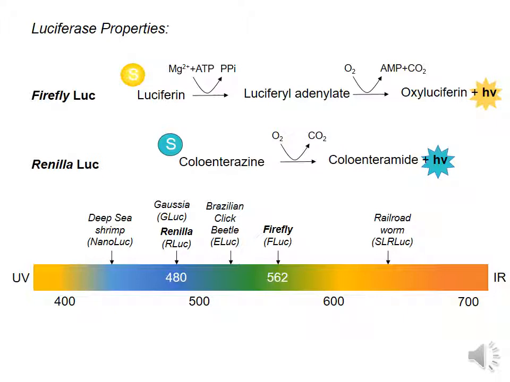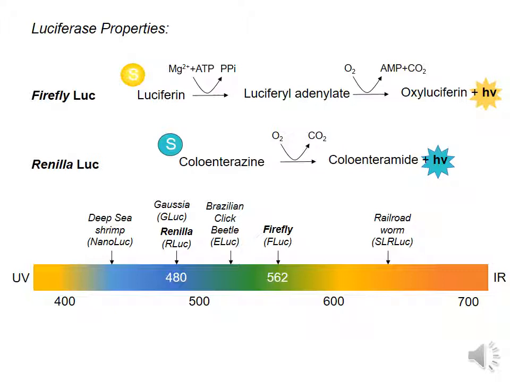As I just mentioned, different luciferases have different properties. For instance, firefly luciferase uses luciferin in the presence of oxygen, ATP, and magnesium, and they produce light through different intermediates. They end up producing other intermediates plus light. On the other side, Renilla luciferase requires only coelenterazine as a substrate, and in the presence of oxygen, they also produce light.